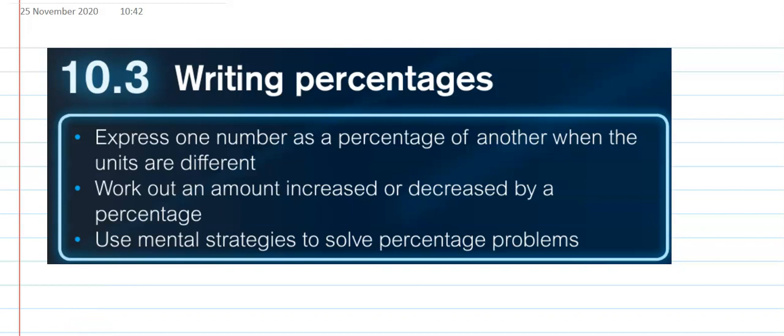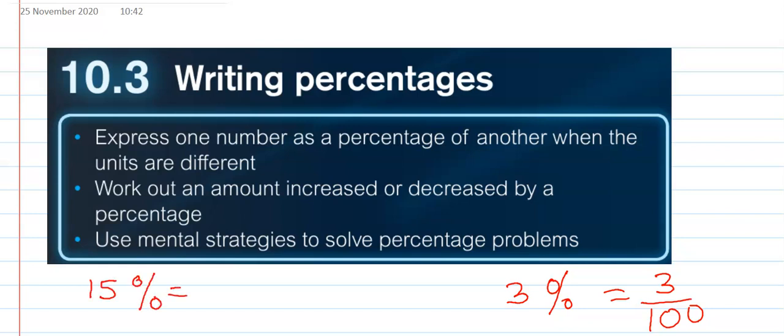So percentage means, if we write down 3%, there should be a percentage sign. If you get rid of the percentage sign, it means you divide by 100. Is that fine? If I say 15%, so 15% means 15 divided by 100, isn't it?